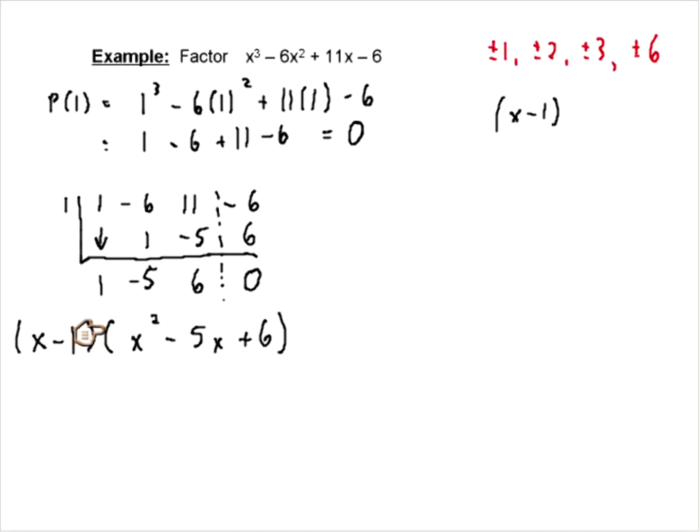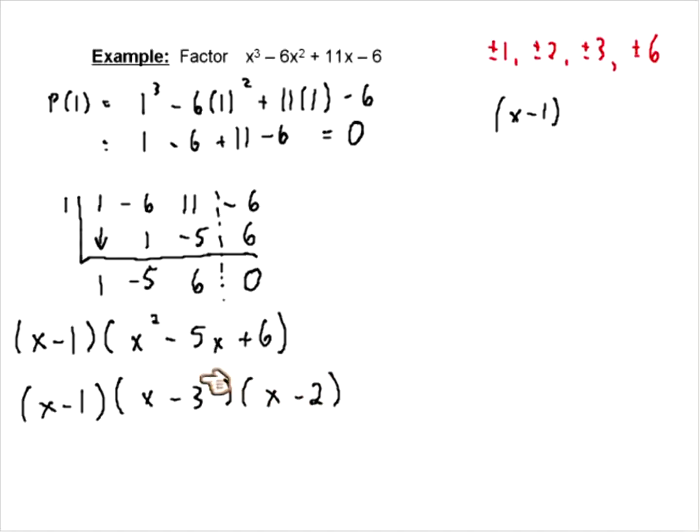Now we have a quadratic, and this goes back to factoring a quadratic. How do we factor this quadratic? Well, this is an easy one because we're trying to find two numbers that multiply to positive 6 and add to negative 5. So this just factors into x minus 3, x minus 2, and we have another x minus 1 over here. And there is our polynomial in factored form.